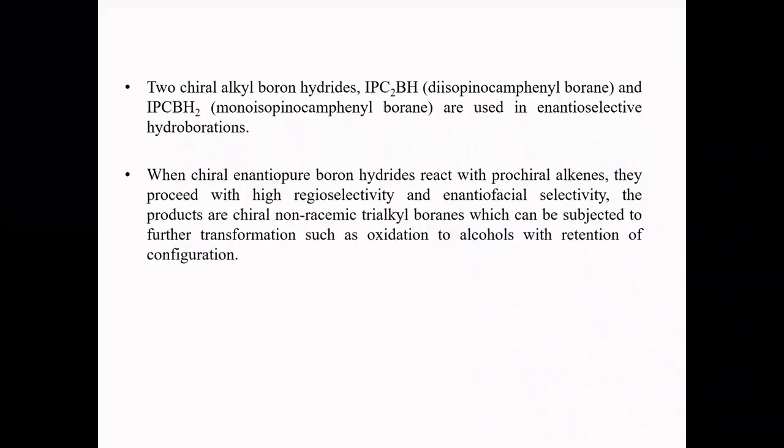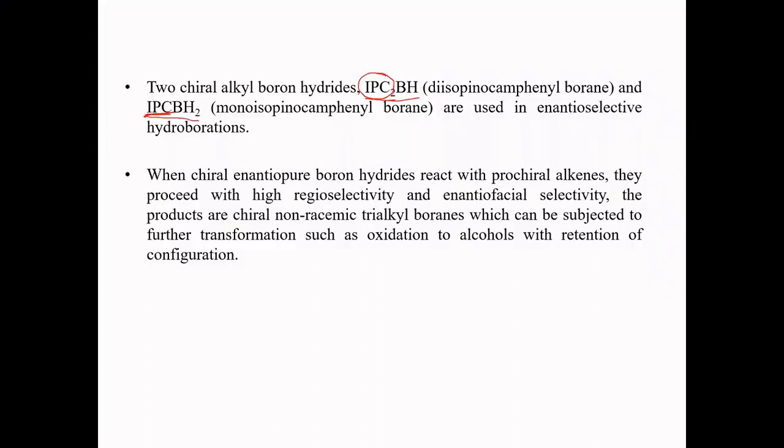But now to get the enantiomerically pure compound, there are two types of reagents that we are going to study. The first is IPC twice BH, which is called diisopinocampheyl borane. And second one is IPC BH2, which is monoisopinocampheyl borane. यहाँ पे देखोगे तो this is your isopinocampheyl derivative. ये कितने हैं? Twice. That's why it's called diisopinocampheyl borane. और यहाँ पे वो एक ही है, इसलिए उसको बोलते हैं monoisopinocampheyl derivative.